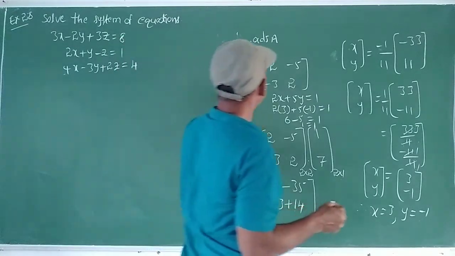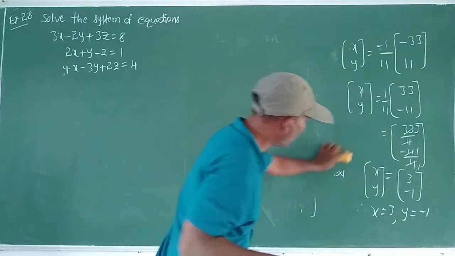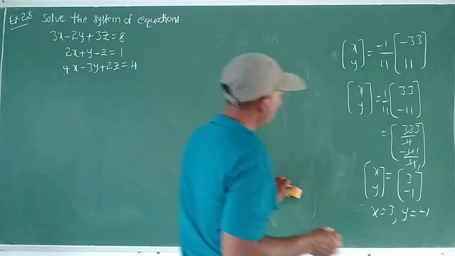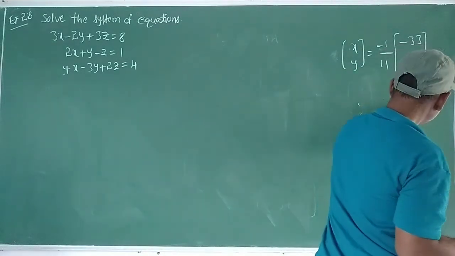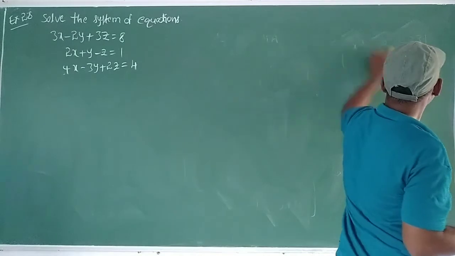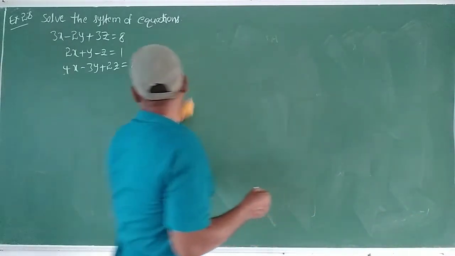Same as before: first, capital A, capital X, capital B. After that, determinant A. Next, adjoint A. Next, find out A inverse. After that, X equal to A inverse B.